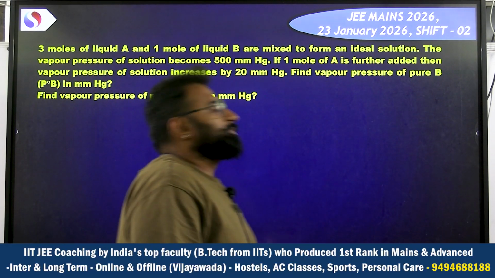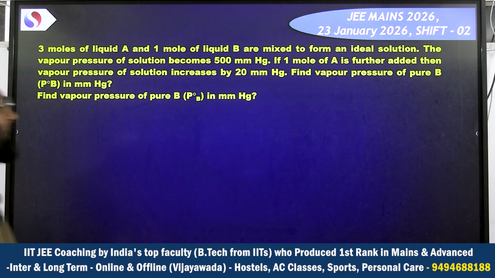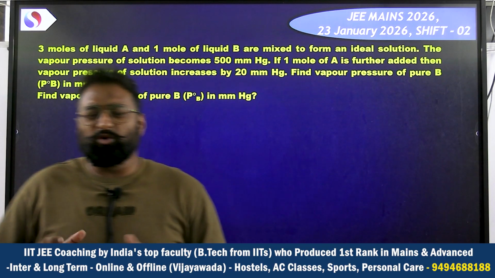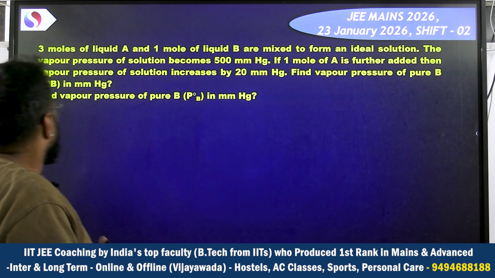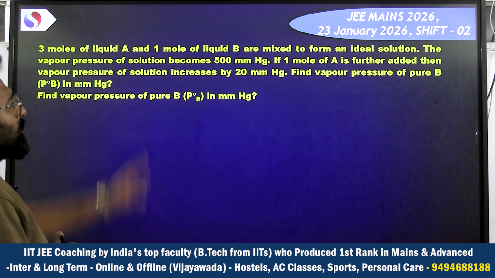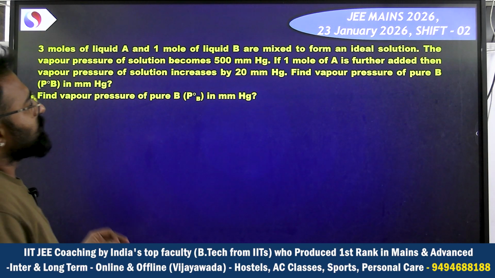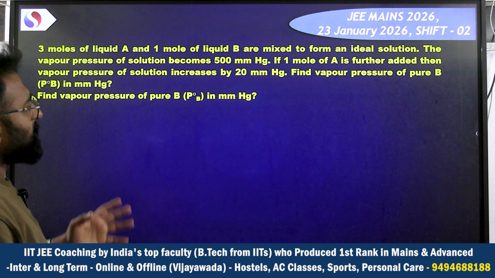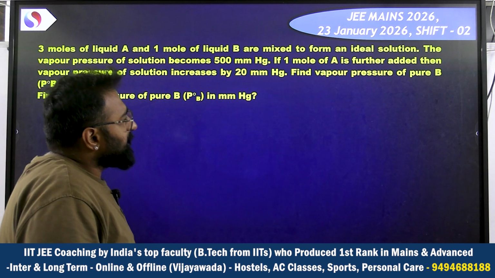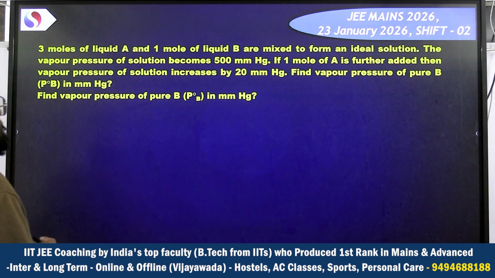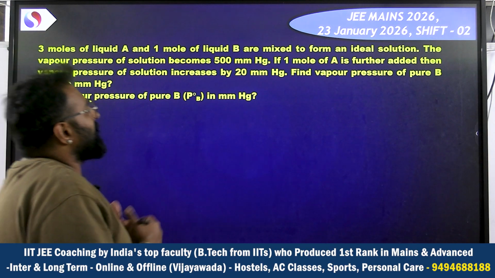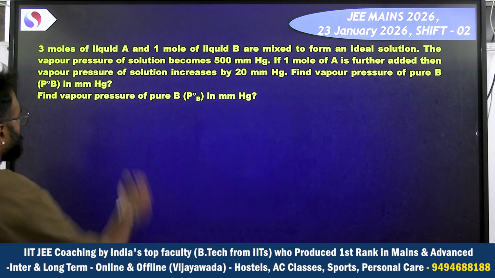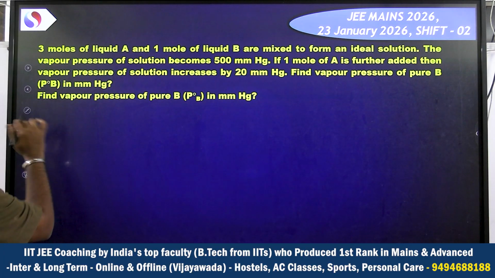The first question: 3 moles of liquid A and 1 mole of liquid B. The question is related to the solution chapter. 3 moles of liquid A and 1 mole of liquid B are mixed to form an ideal solution. The vapor pressure of the solution becomes 500 mm of mercury. If 1 mole of A is further added, then the vapor pressure of the solution is raised by 20 mm. Find the vapor pressure of pure B. Let us solve this question.